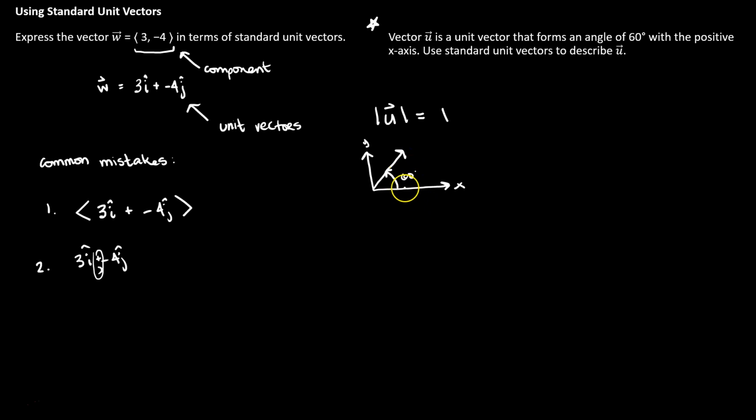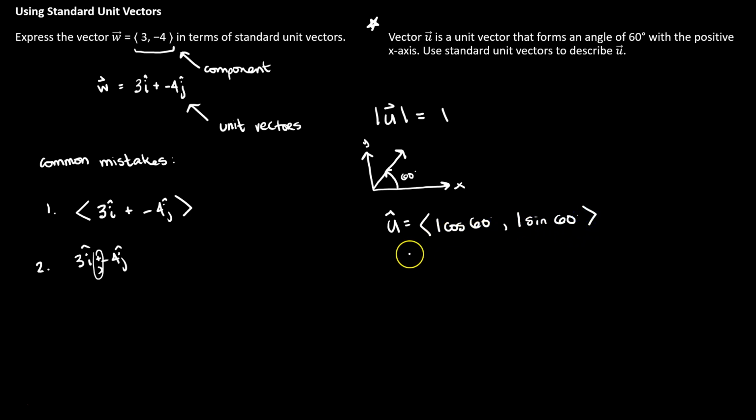This is where trig comes into play. Remember that the components for this vector u are going to be magnitude, which is 1, times cosine of the angle 60 degrees for the x component. And then for the y component, that's going to look like 1 times sine of 60 degrees.